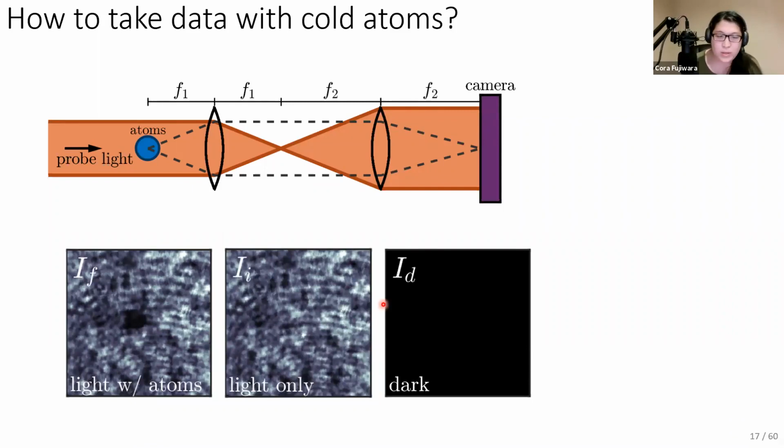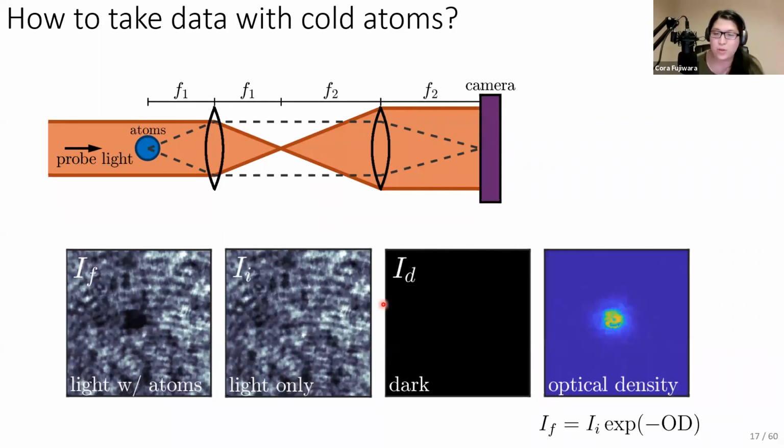What I'm going to do then is combine these three images to construct what's called an optical density, which we call OD. That just relates these two intensities, IF and II. This is what I was just showing you before in the previous slide, this optical density.